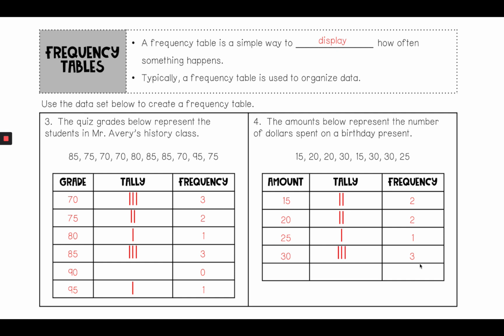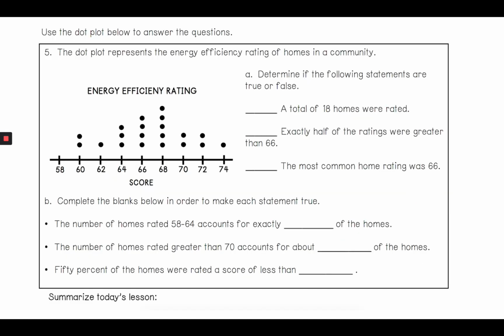Okay, hopefully you tried that on your own, like I said. And last but not least, we have number 5. We're going to use the dot plot below to answer the questions. The dot plot represents the energy efficiency rating of homes in a community.